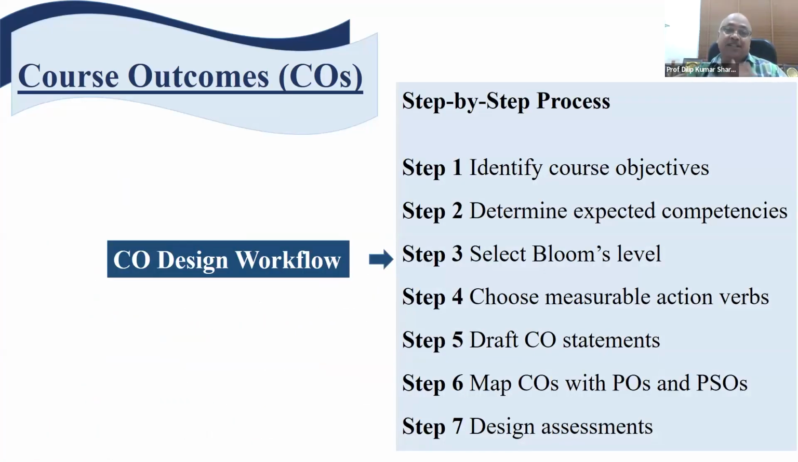So I just showed you this workflow, how to design a course outcome. You identify the course objective, you determine the expected competency, select the Bloom's level, choose a measurable action verb. You can take a picture of this one. You draft CO statements. You map CO with PO, and finally program specific outcomes also. So you are going to have 3 to 4 program specific outcomes. Then design assessments.